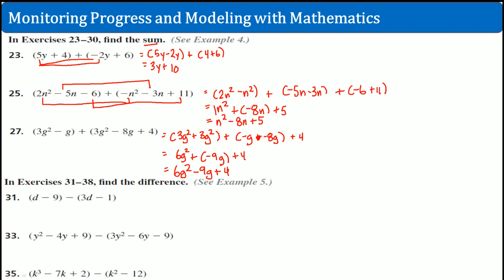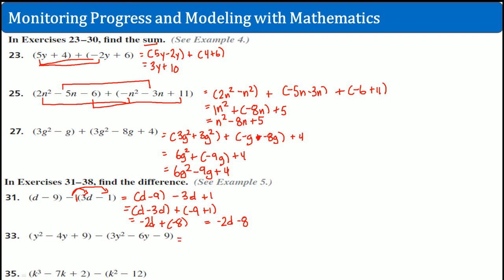Find the difference. Now we're going to subtract. Okay. Here's the 1. Distribute that to all the terms. So you have d minus 9, let's see, minus 3d plus 1. Okay, so you have your d minus 3d plus negative 9 plus 1. Right, like what we did before. d minus 3d becomes negative 2d plus negative 9 plus 1 becomes a negative 8. So that just becomes negative 2d minus 8.